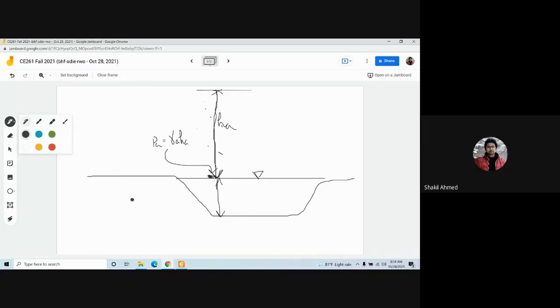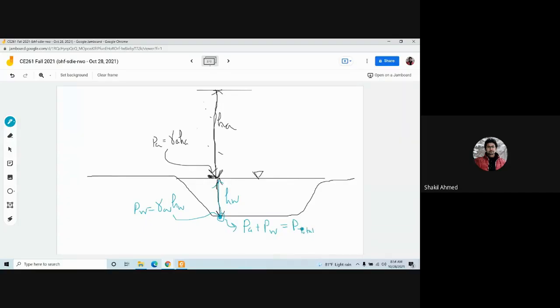Now, tell me what would be the pressure at this point? The pressure at this point due to water, by the way, will be PW equals gamma W into HW, where this is HW. Now tell me, what is the total pressure here at this point? The total pressure at this point is PA plus PW, right? Clear? This is the total pressure, P total.